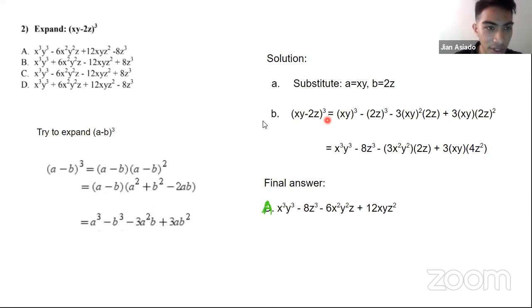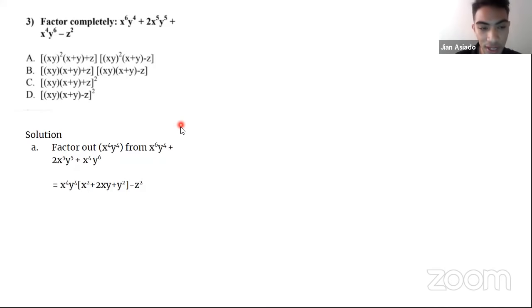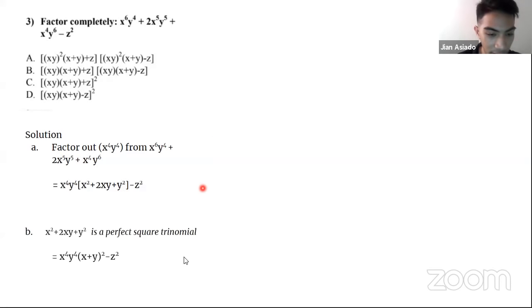Factor completely the following expression. When you factor, you can group them first by like terms, just like this. Factor out x raised to 4 and y raised to 4 from these three, so z squared is left over for now. So that is what comes out. And then, okay, this.